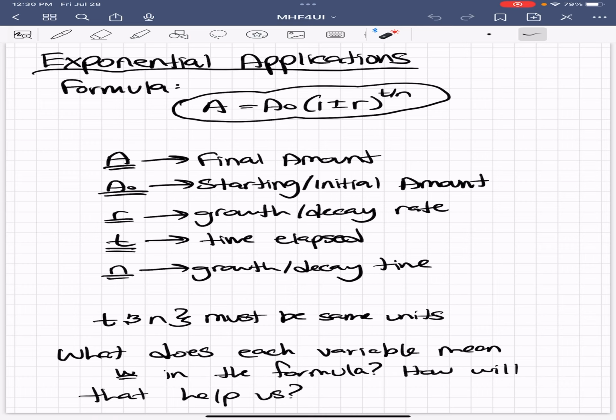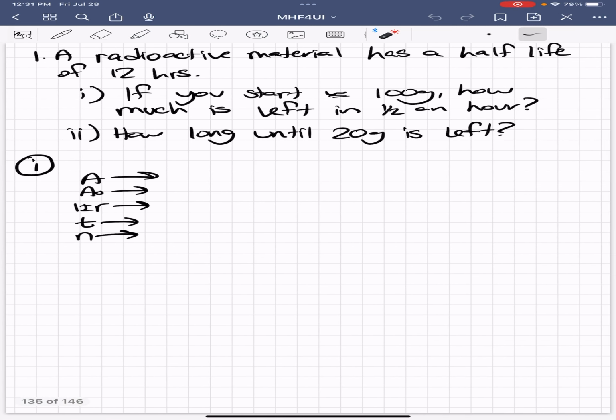Okay, so A is final amount, A naught or A0, that little zero there stands for A naught, is starting or initial amount, R is growth or decay rate, T is time elapsed, and N is growth or decay time. I'm having trouble trying to explain what each one means, but maybe as we start these exponential applications, you'll follow along and then understand what each of them mean.